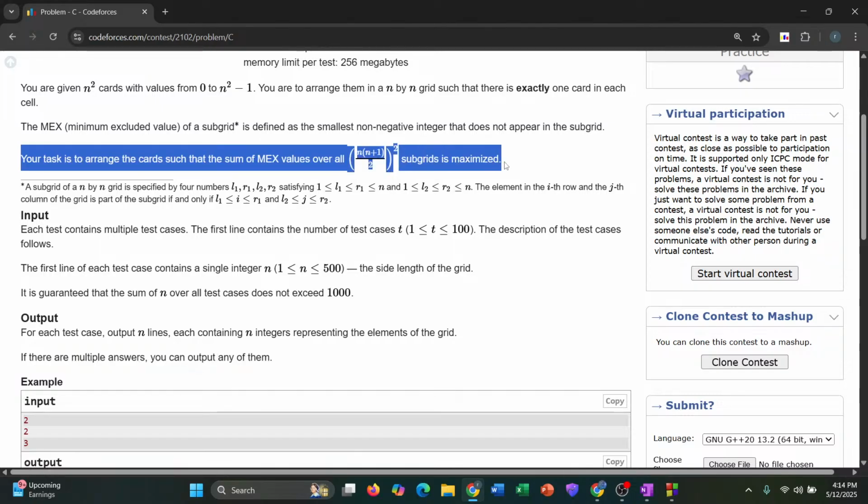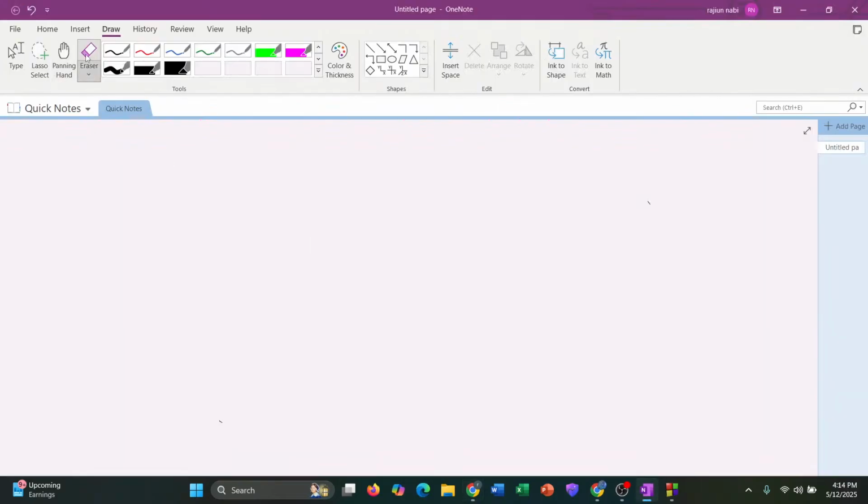The max. What is the max? The max is the minimum value which is not present in the array. Suppose the array has values like 1, 3, 2, this is 0, fine, then it is 5. So what is the max of this?